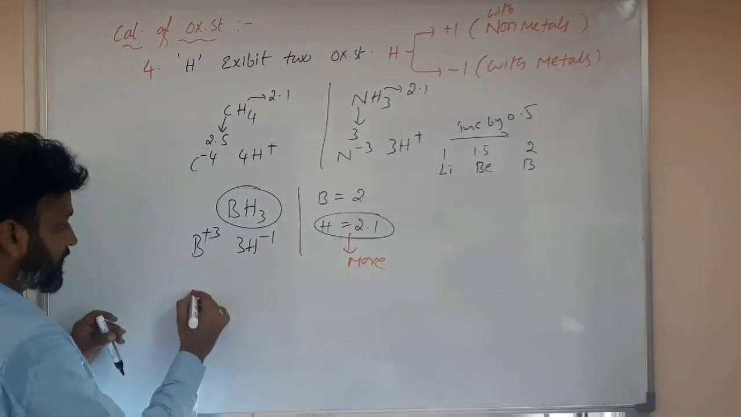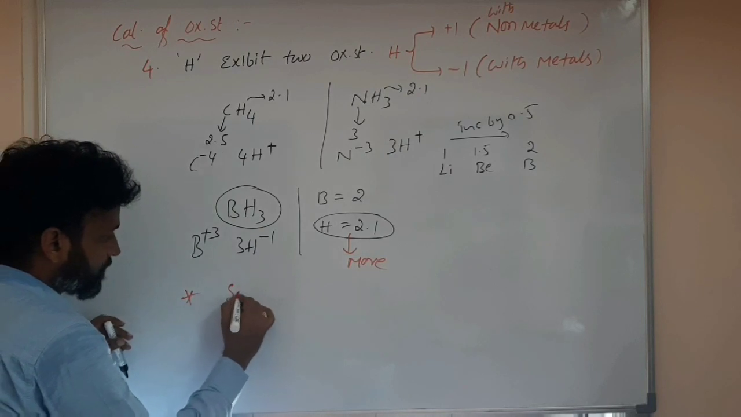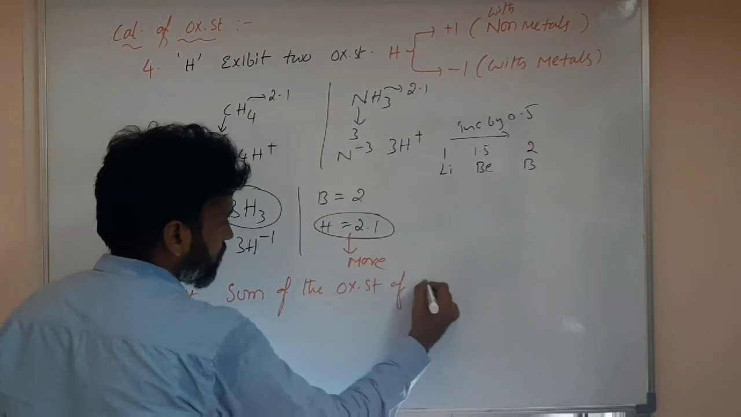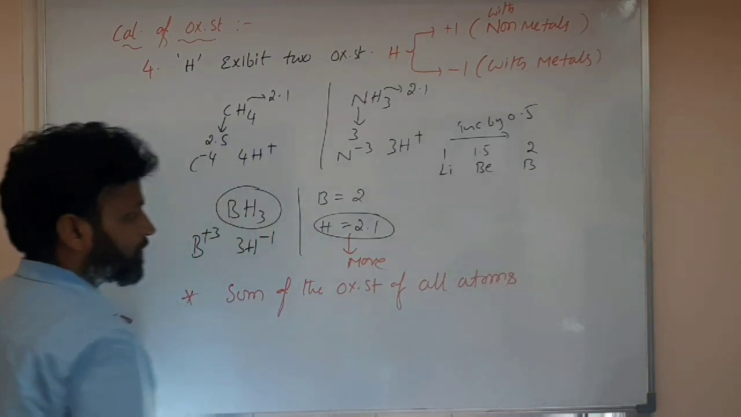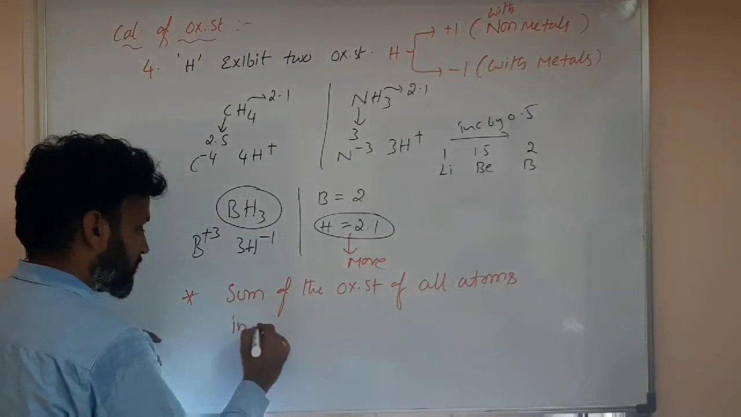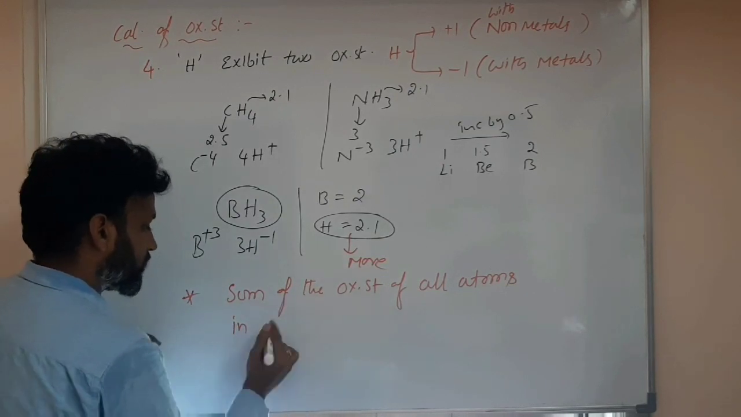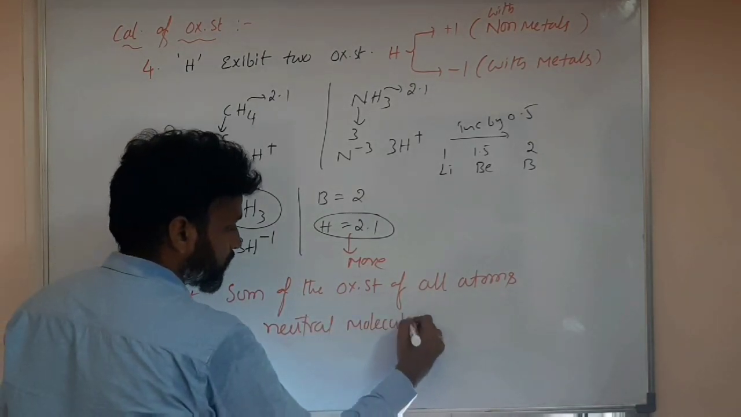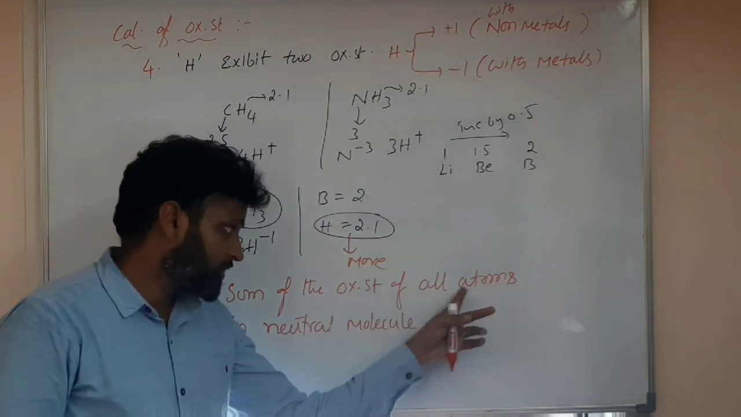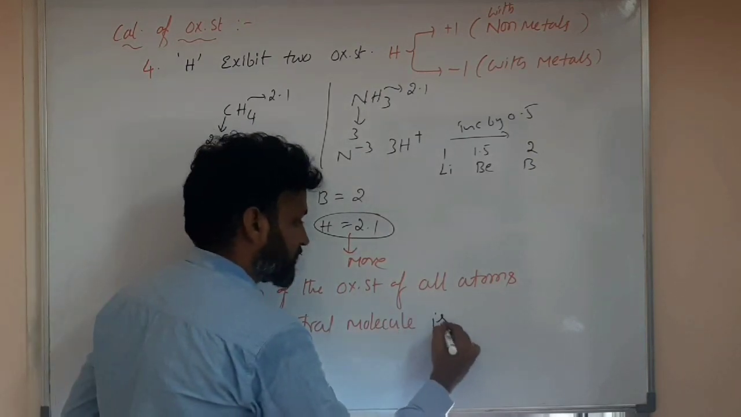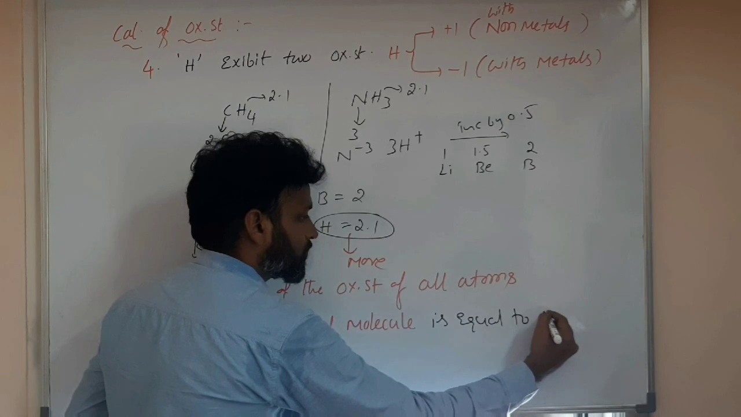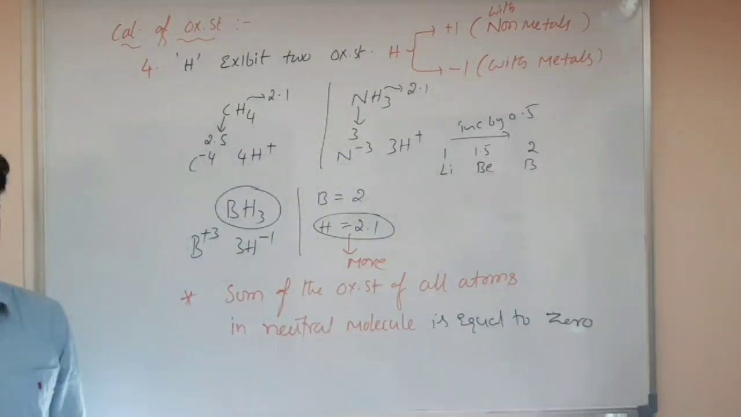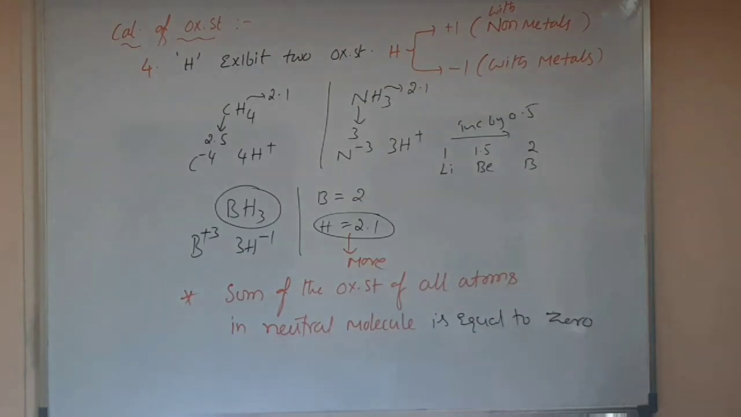So the most important thing: the sum of the oxidation states of all atoms in a neutral molecule. Neutral means there is no charge. The sum of the oxidation states of all atoms in a neutral molecule is equal to 0. This is the most important thing. Please remember.